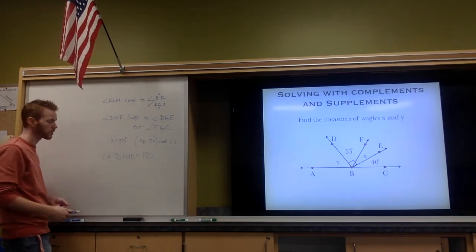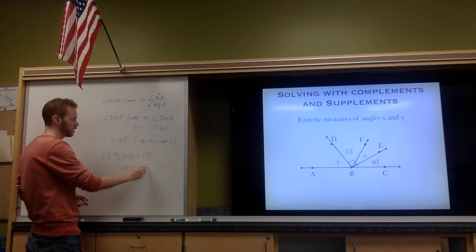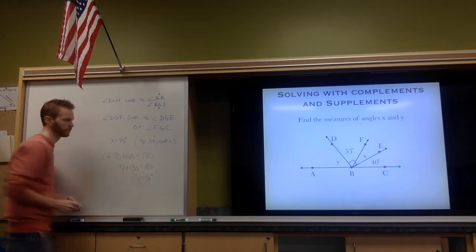So it's a lot of subtraction. So it's just y plus 130 equals 180. Y is 50 degrees. Okay?